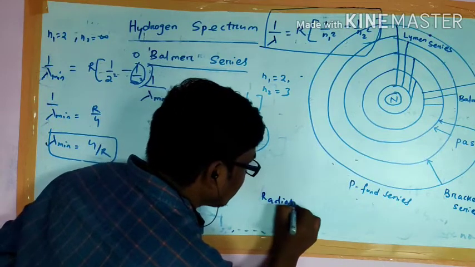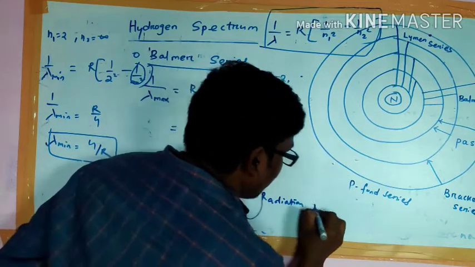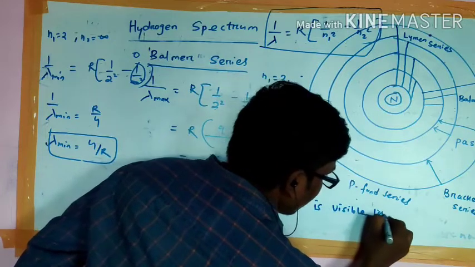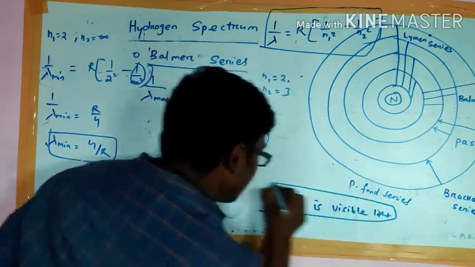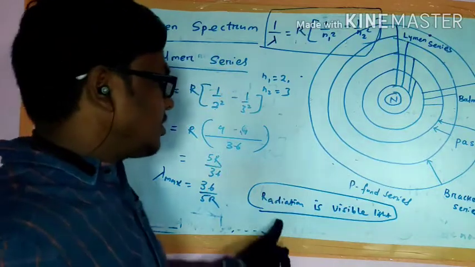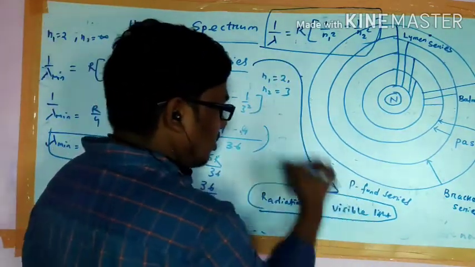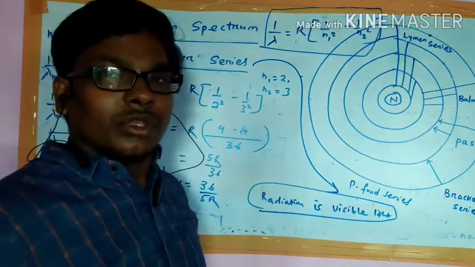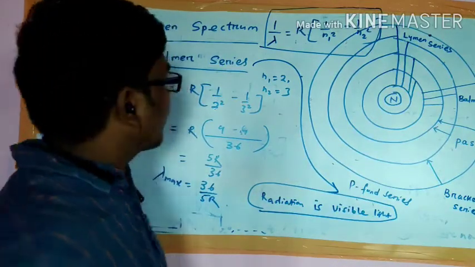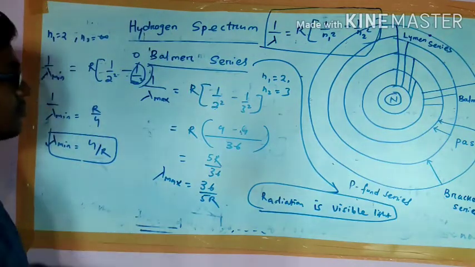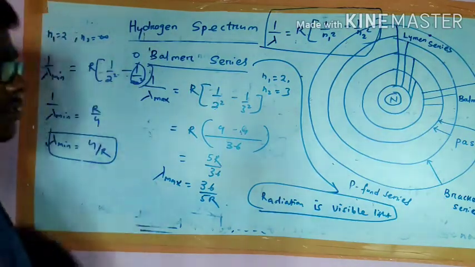The radiation is visible light. So this is a very important short question. The radiation is visible light. So this series belongs to the visible region. Okay, clear? I am erasing this, just copy it.